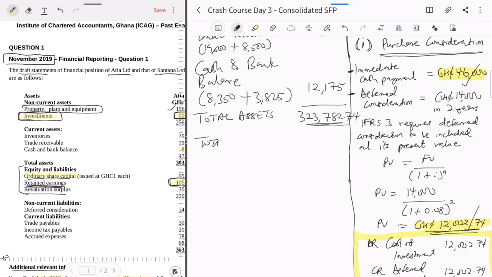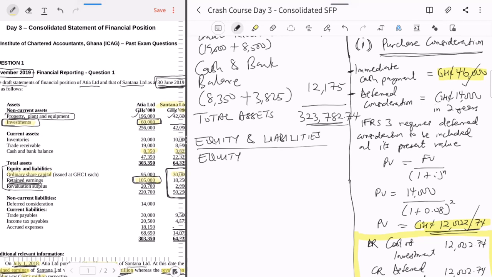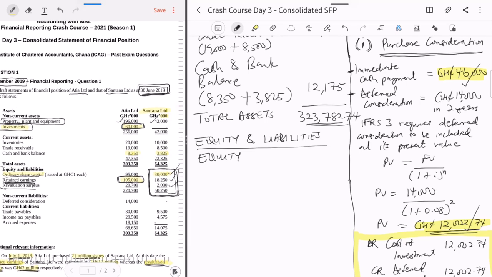Let me write that properly. The next section is actually the equity and liabilities section. So I can do my equity section. And for equity, please take note, you don't consolidate the shares. You just pick the parent shares figure. We never consolidate shares. So you don't add parent shares of 95,000 to sub shares of 30,000. No, it's never done.